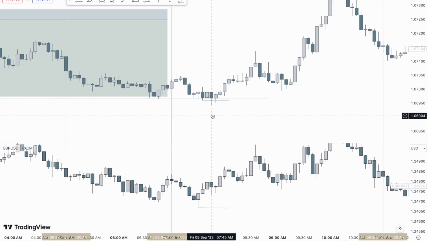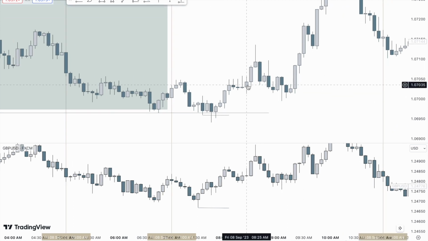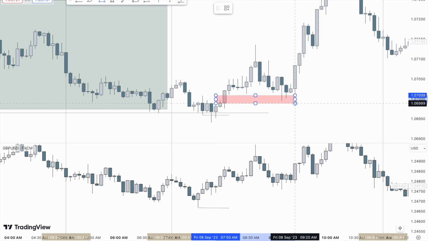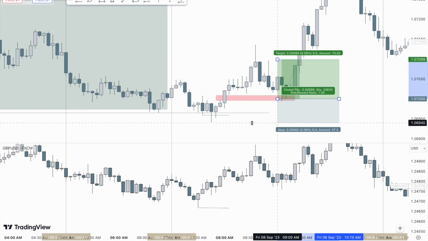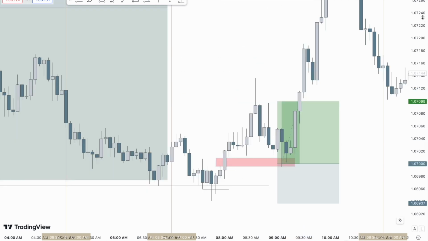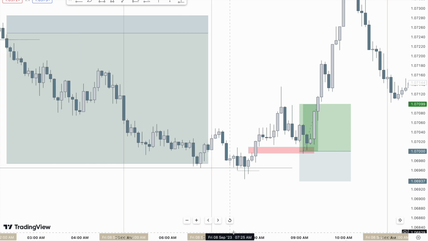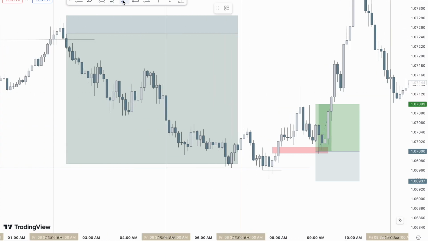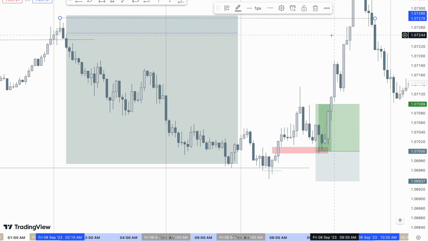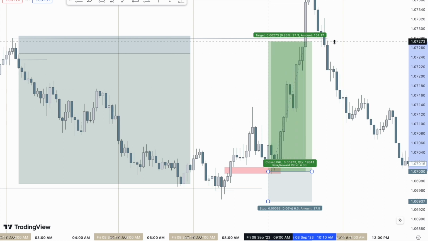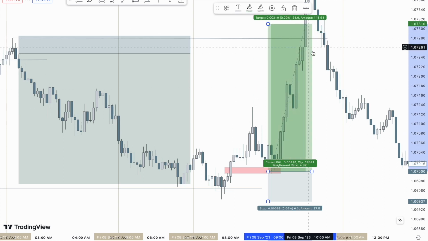Now once you get an SMT divergence, you have to look for a fair value gap on the 5-minute chart. This is a 5-minute chart, and you can see we got this fair value gap in the euro, and also in the GBP. Once this gap gets filled, you have orders here, and your stop loss will be below this swing low. Now you will target the highs of the London kill zone. Let me draw this line. These were the highs, so we will target these highs, and you can see that once you get an SMT divergence, it will sweep these highs.